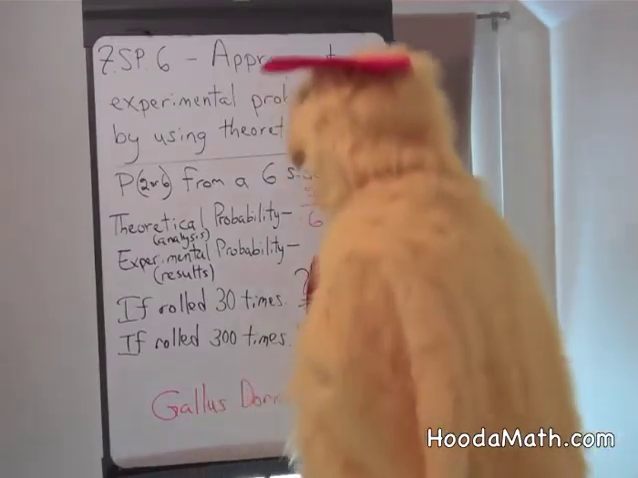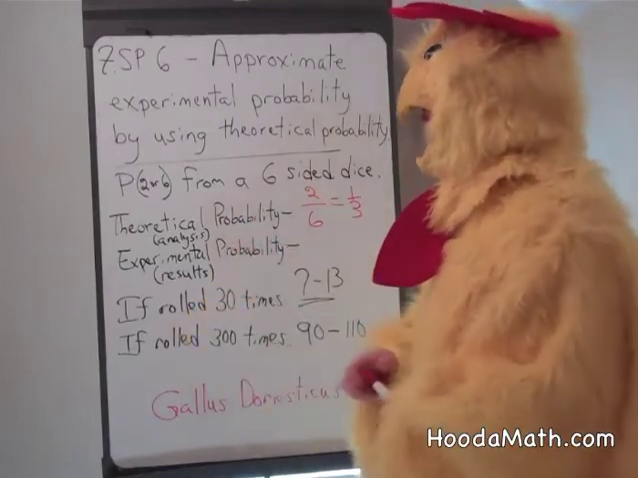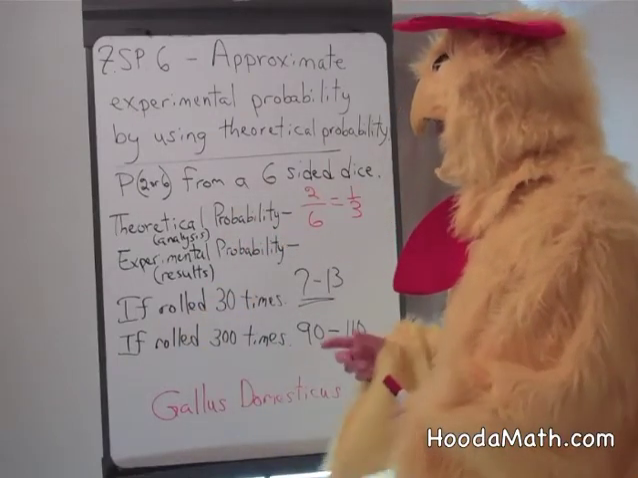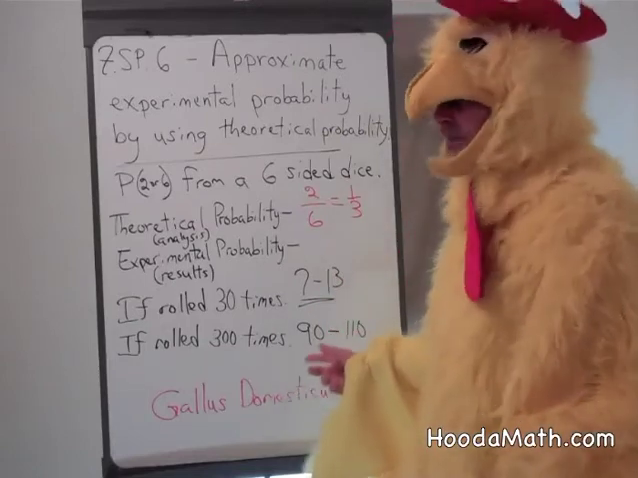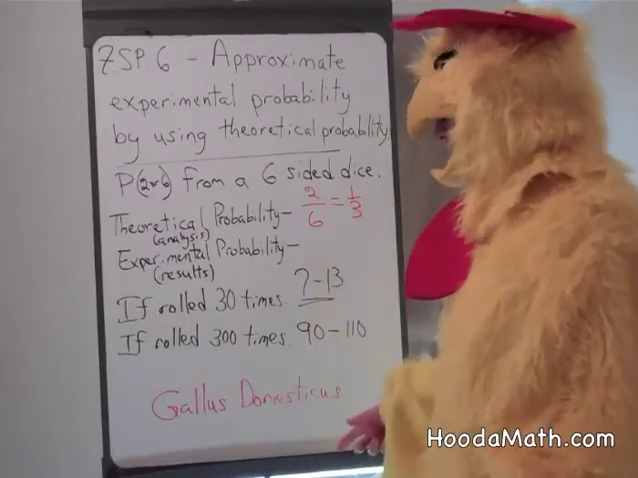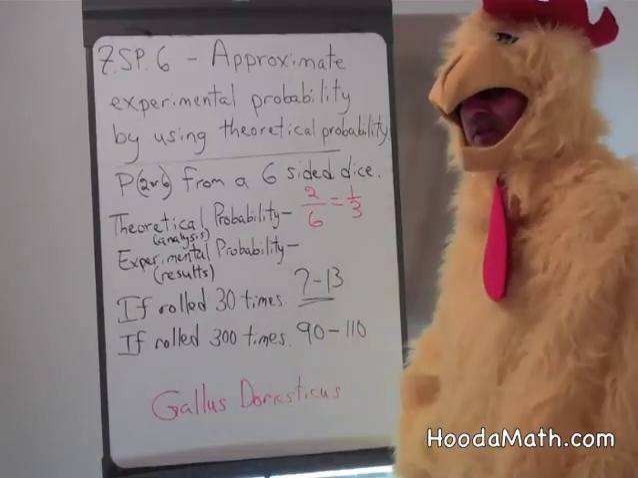The more rolls we do, the closer we get to our theoretical probability. But we don't usually get that. We could get very close, and maybe occasionally we'll get exactly 100 if we roll 300 times. You can try it yourself.